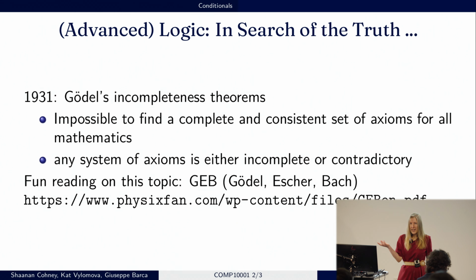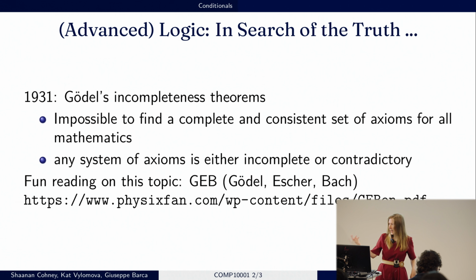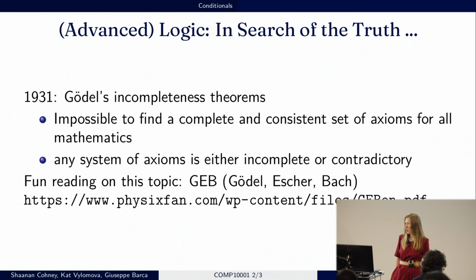Until 1931, people believed that you could explain the whole world using a set of axioms and the rules of logic. But in 1931, Gödel came up with the incompleteness theorems, which stated that it's impossible to find a complete and consistent set of axioms for all mathematics, and in any system there are statements that are either not provable, or the system is incomplete or contradictory. You can read this wonderful book, Gödel, Escher, Bach, that discusses this topic as well.